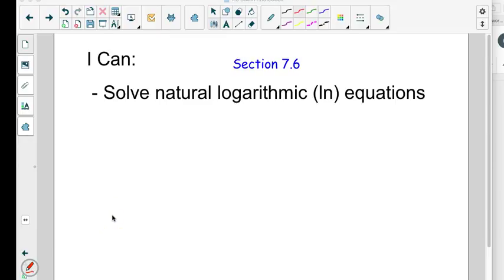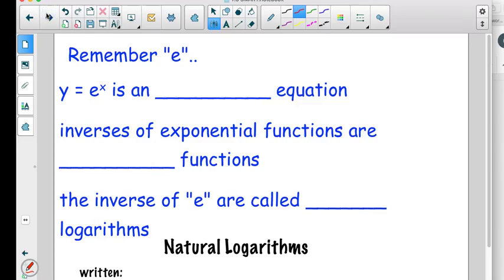The final part that's new, and it's somewhat new, is natural logarithms. That's what we're going to be talking about today. You guys remember that constant e that we talked about with continuously compounded functions? So we're bringing that back today. We have this equation y equals e to the x power.